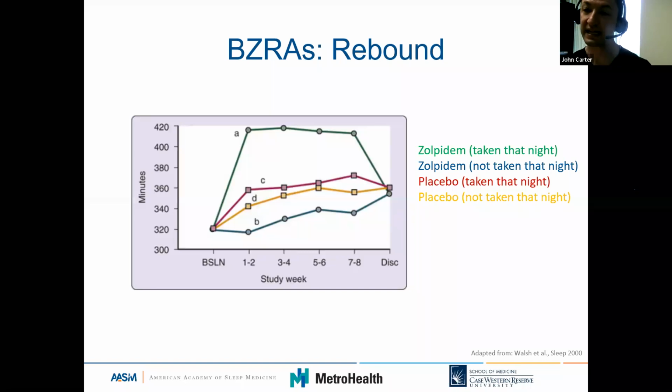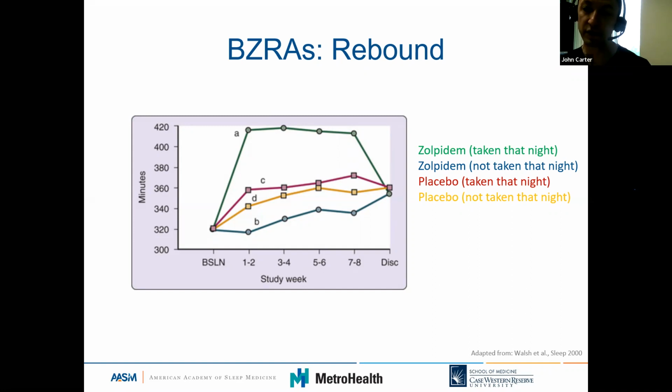And then C and D are the placebo group, so they're prescribed a placebo. The nights that they took it, you have the red bar. The nights that they didn't take it, you have the yellow bar. So a couple of points here. One, the placebo effect is real. Patients slept less on the nights when they didn't take the placebo compared to when they did.